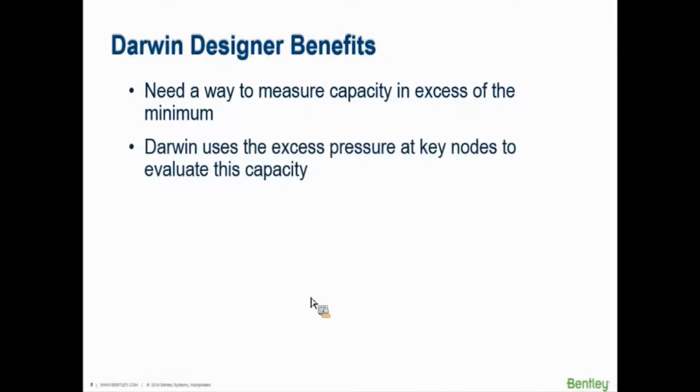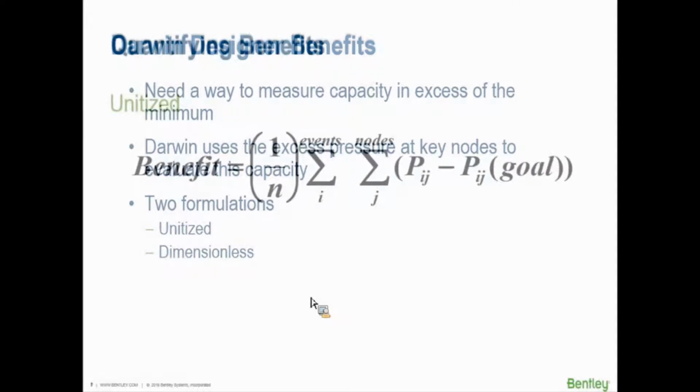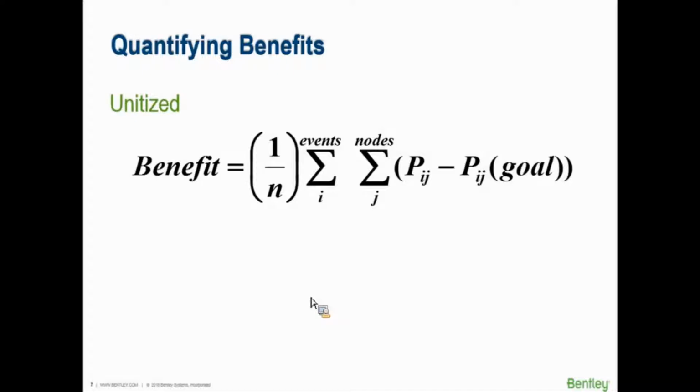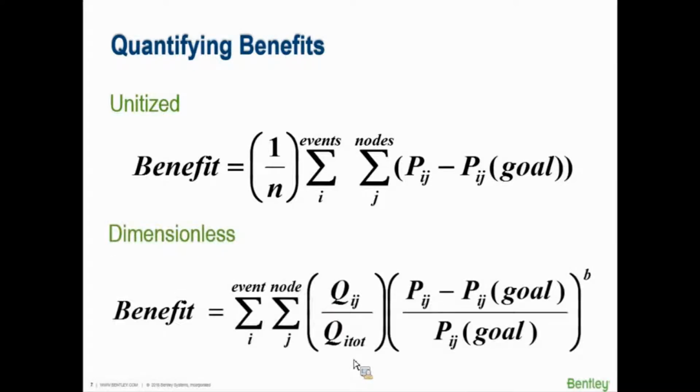As a surrogate to capacity, Darwin uses the excess pressure at key nodes as an indicator of the performance of the system. So again, it's going to look at how much more pressure it's delivering in excess and say, okay, this is a better solution because it provided an excess amount of pressure. For each design event, you're going to be able to specify which nodes to use in the evaluation benefit. They'll be unitized and dimensionless, and we'll show you a little bit more about that. In the unitized benefit, the benefit is given as the average pressure above the amount needed for the system to meet constraints. In the dimensionless benefit, the excess pressure is non-dimensionalized and weighted by the demand at the node.